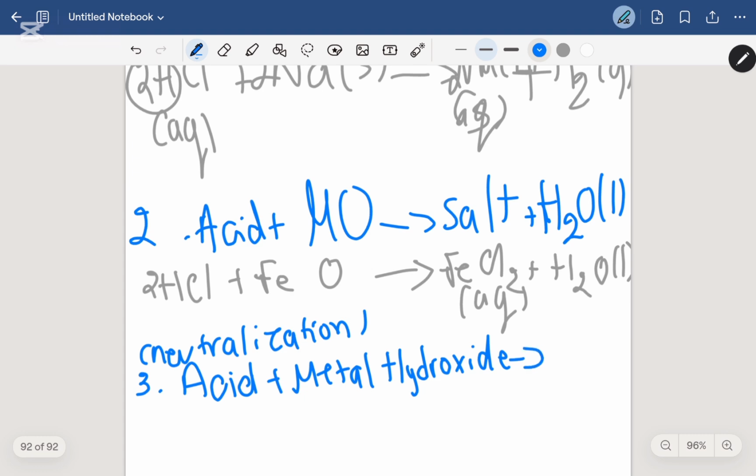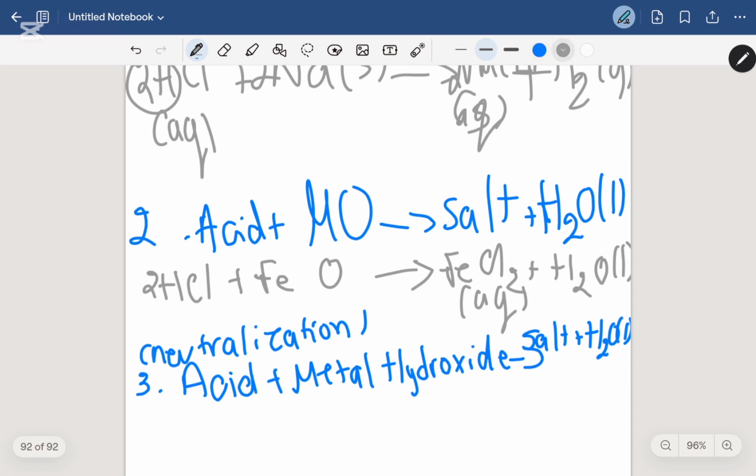An example of a metal hydroxide is NaOH, which is a base. So if you're adding an acid and a base, this is a neutralization reaction. What do you get from a neutralization reaction? You are going to get salt, of course, and water.